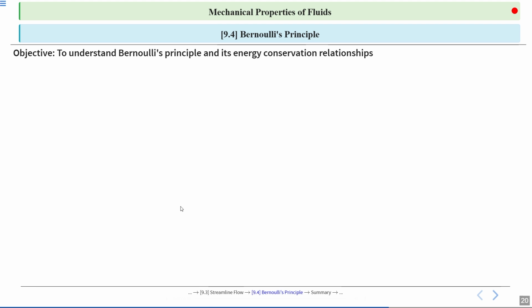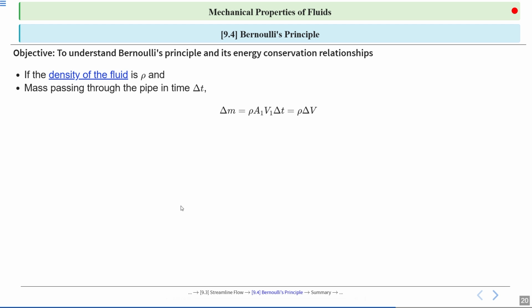Now, if the density of the fluid is rho, the mass passing through the pipe in time delta t is delta m equal to rho A1 V1 into delta t, which is equal to rho into delta V. Change in gravitational potential energy is delta U equal to rho g into delta V, h2 minus h1.